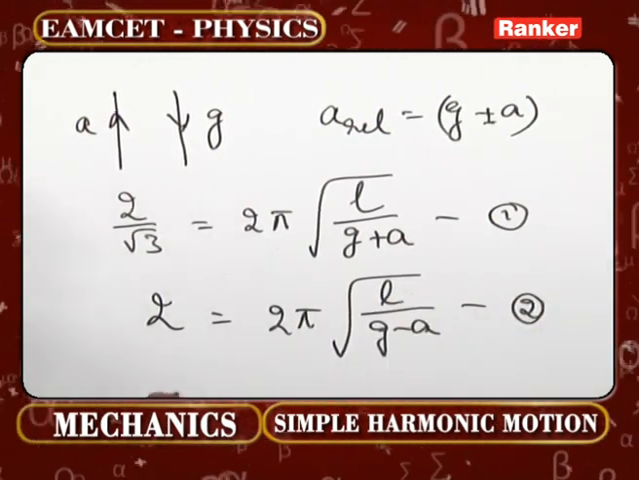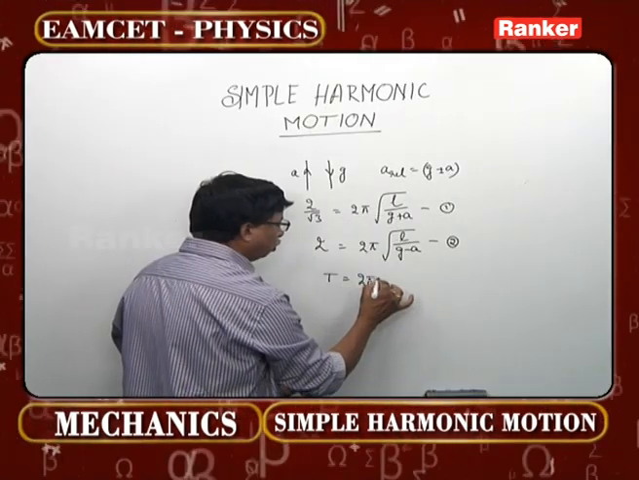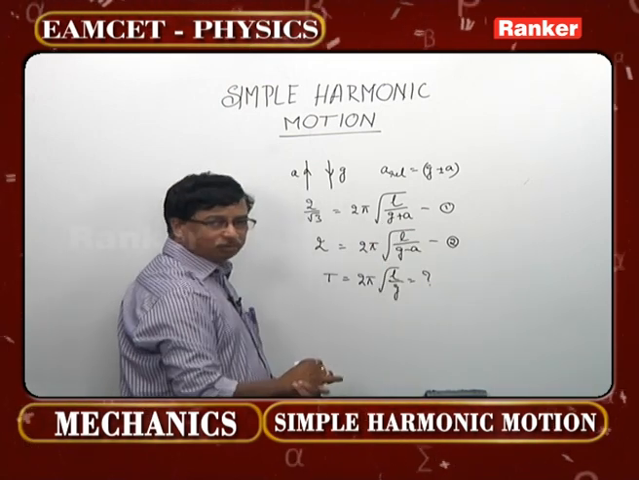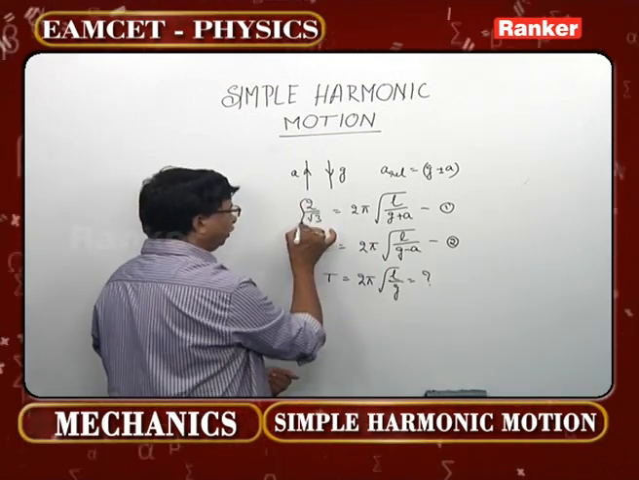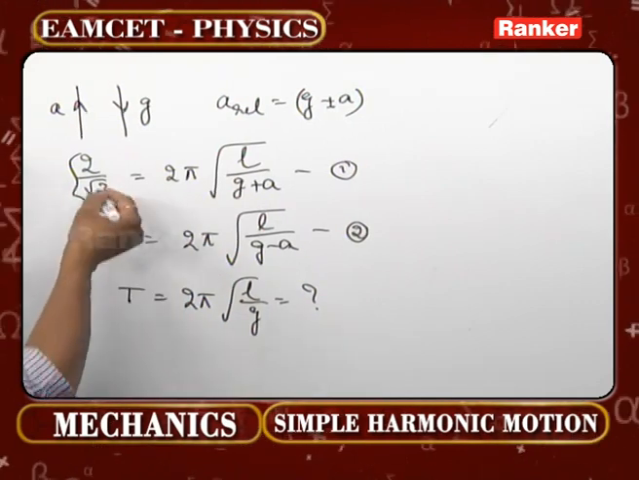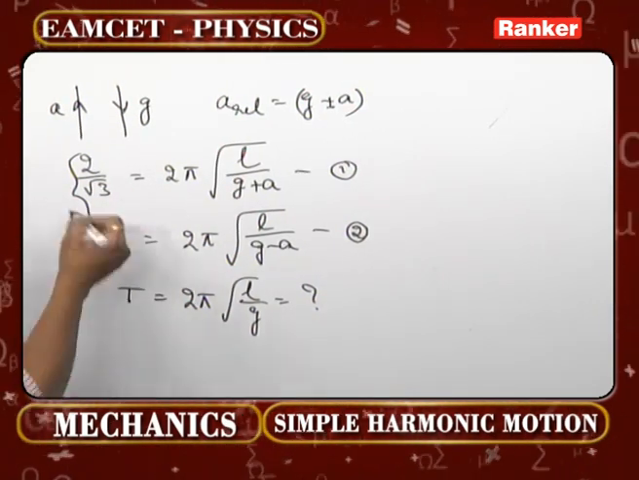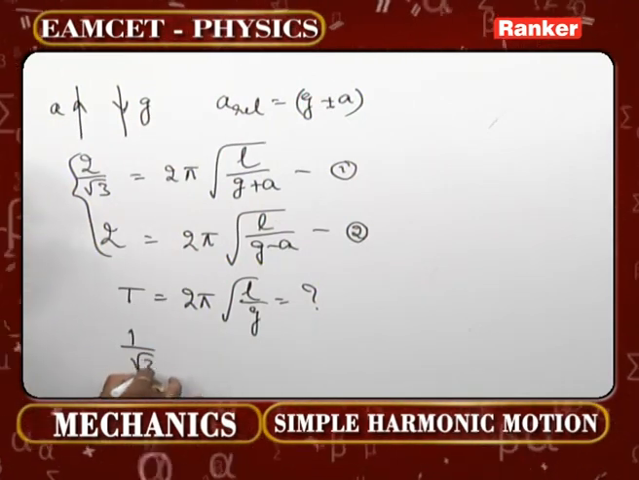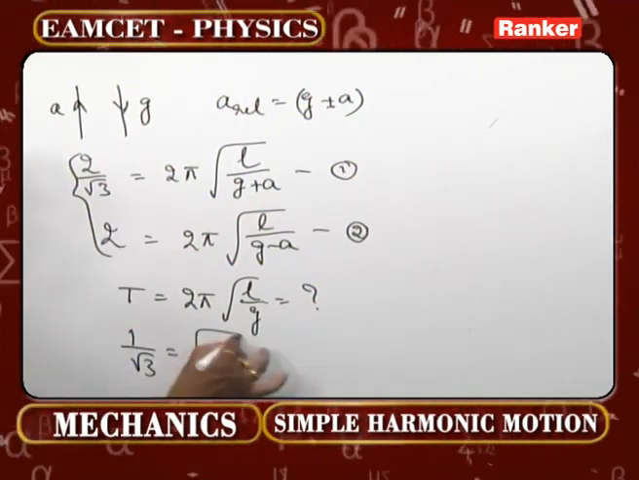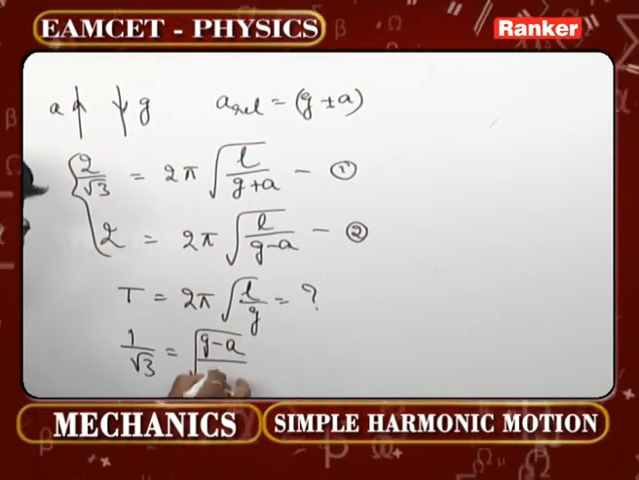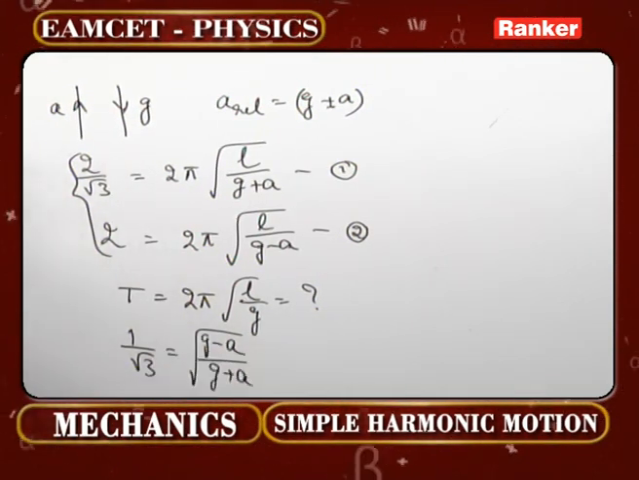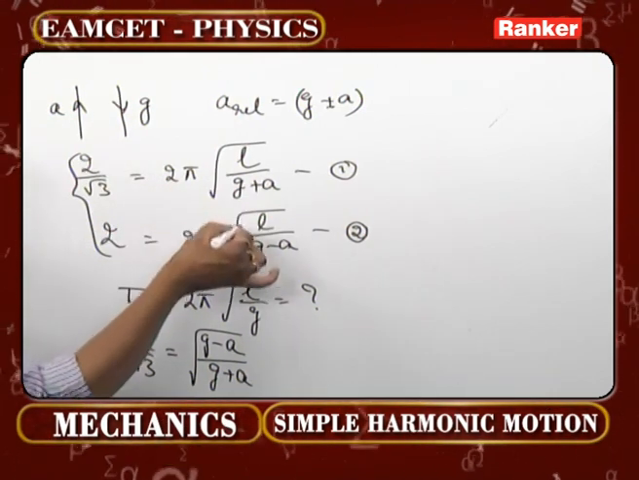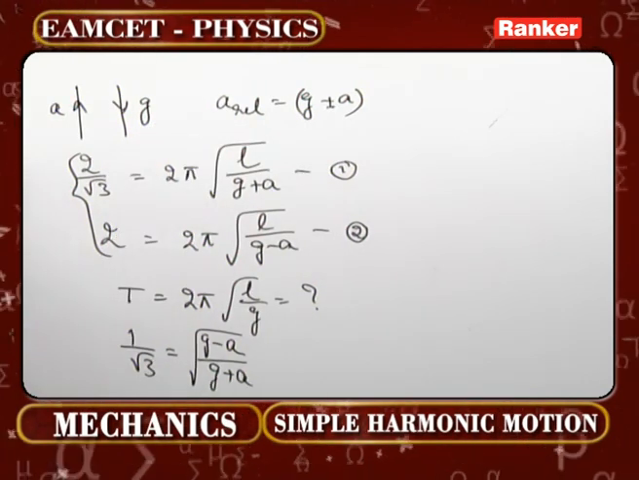What is the question that is asked? T is equal to 2 pi root L by G. This value is how much? That is the question asked. Come on, take these two cases first of all. What can you write? Just take the ratio please. What will you get here? 2 by root 3 by 2. It is 1 by root 3 is equal to root of (G minus A) by (G plus A). You can directly take this by this, 2 getting cancelled, 1 by root 3 is equal to root (G minus A) by root of (G plus A).